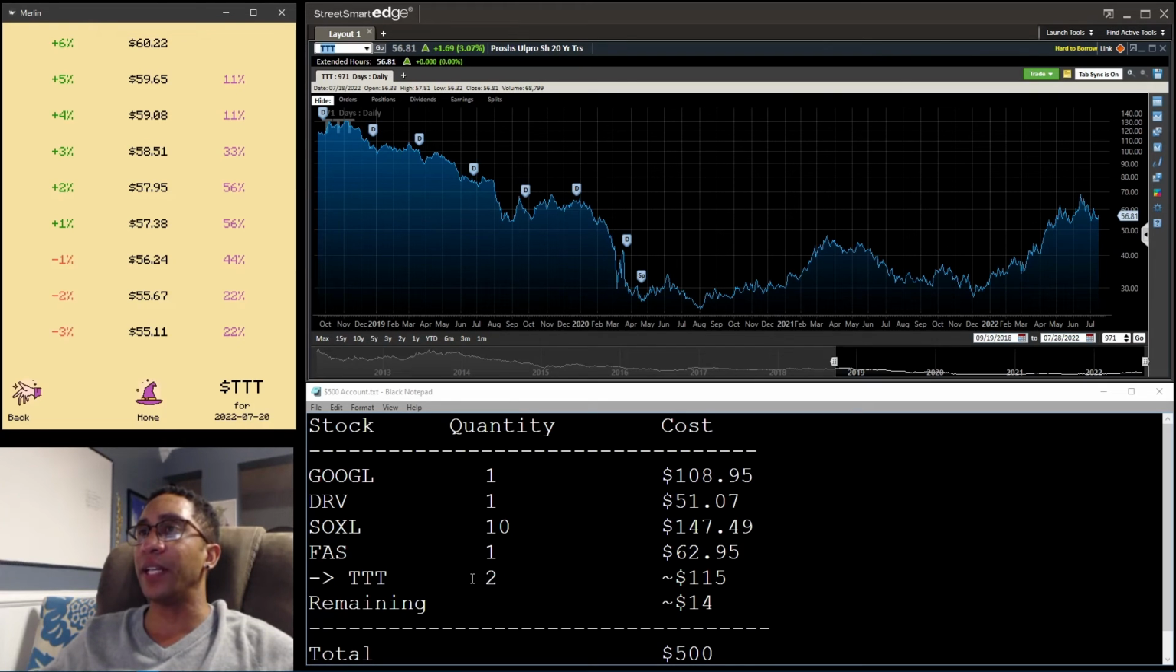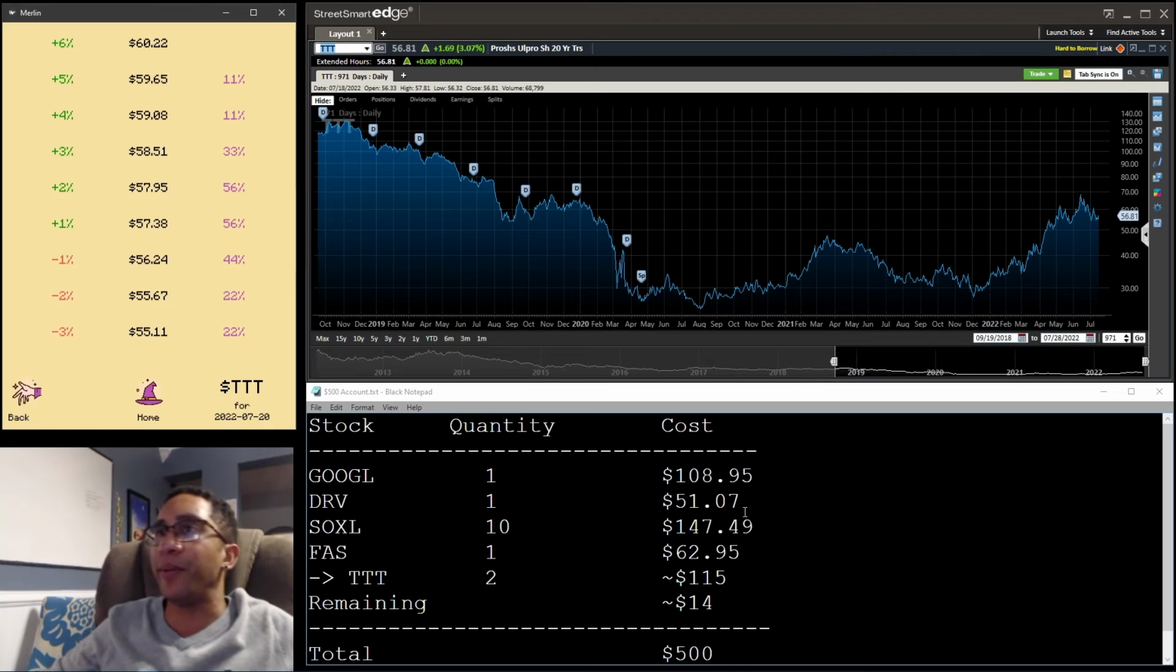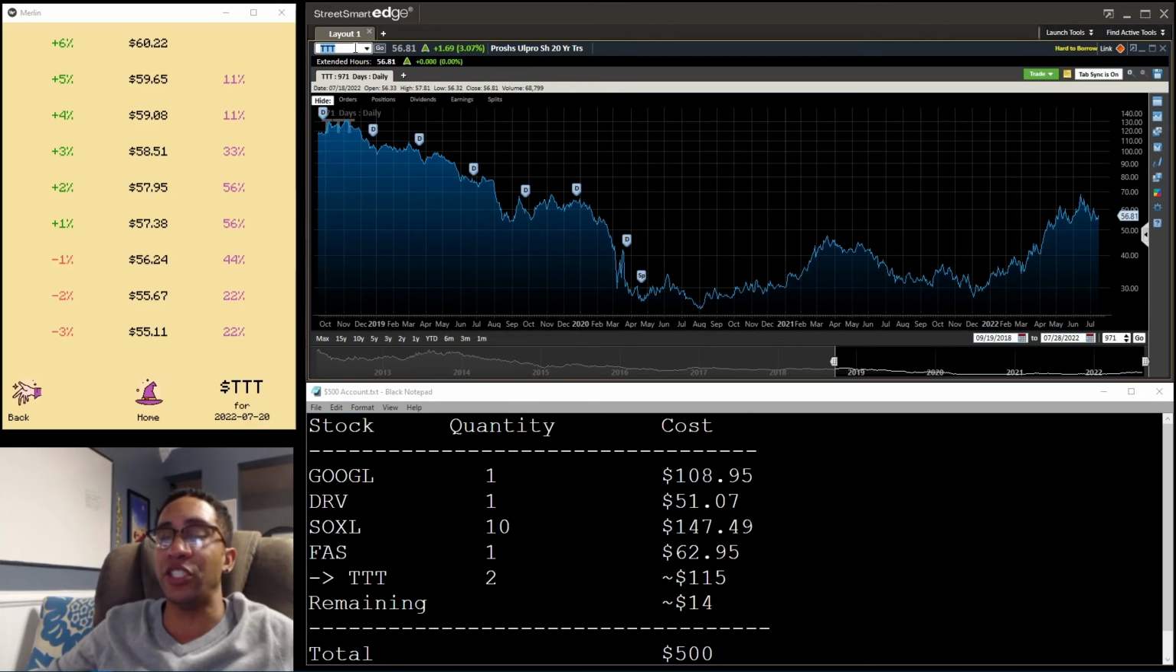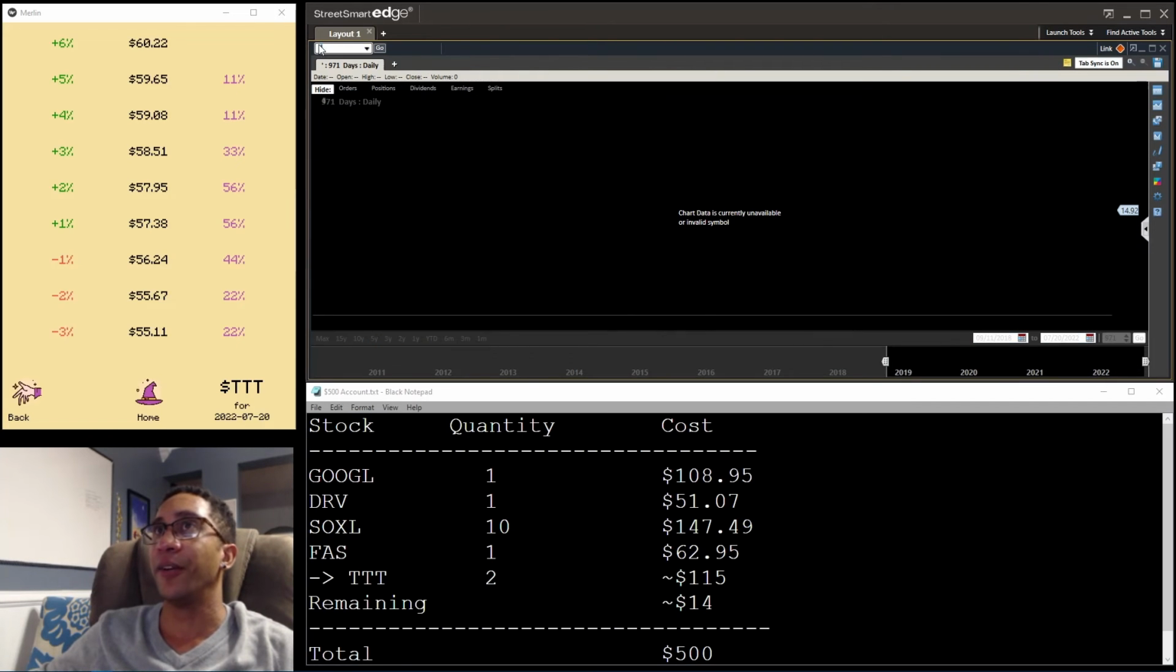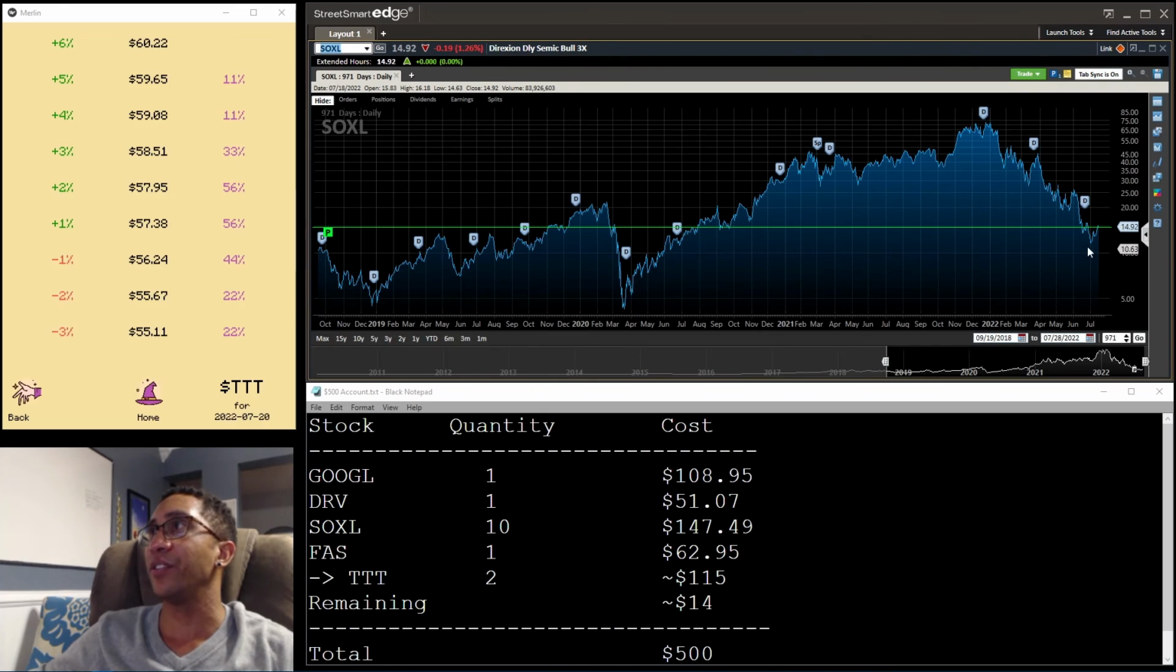So I feel like if I buy 2 shares of TTT at a good price, that'll be about $115, so I'll have $14 left, and maybe I can get a good bid on the Soxel so that I can just add more to that position, because like I said, that's high conviction for me, and that one is just at such a juicy price, dude. Look at this thing. This is really sexy. As a trader, this is sexy.